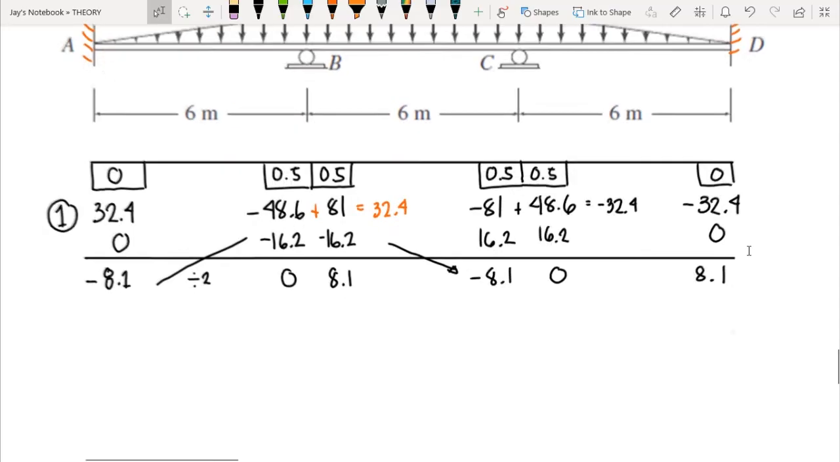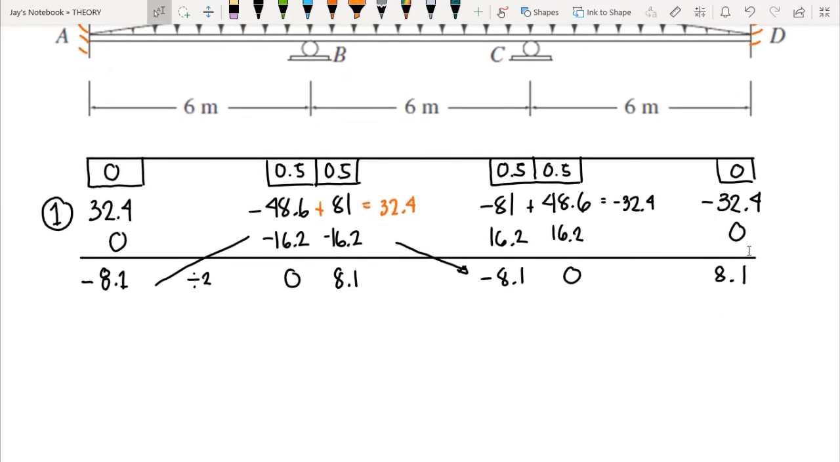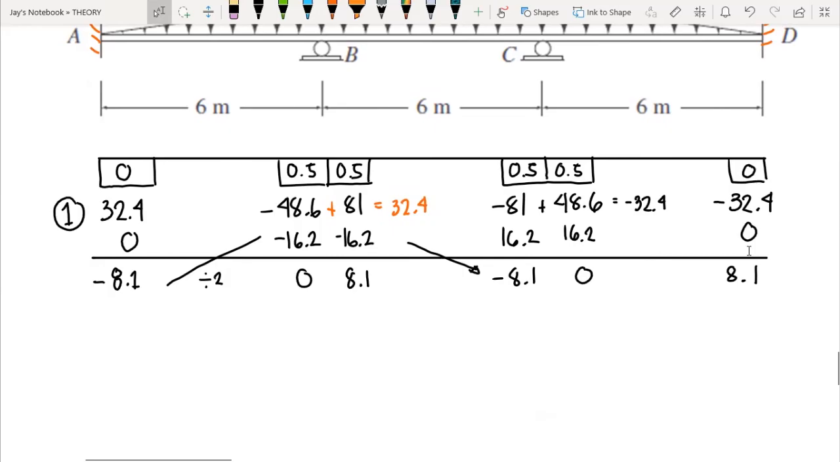Now on this side, we have a 0, and we have here positive 8.1. And then we compute for the unbalanced moment. So we multiply the moment to its distribution factor, but we have to include negative to our distribution factor. So we have 0. You sum up 0 plus 8.1. This would give us 8.1 multiplied by negative 0.5 to be specific. So we have negative 4.05 and negative 4.05 on the other side as well.